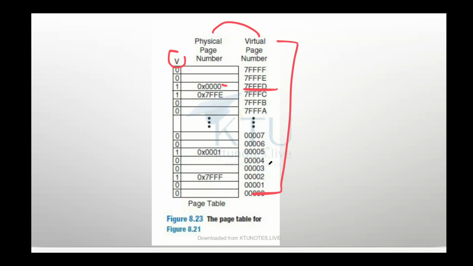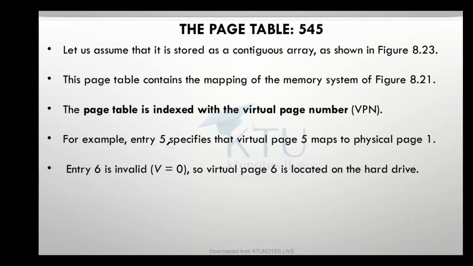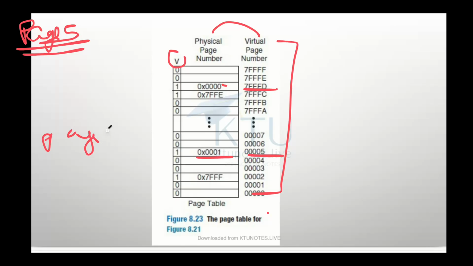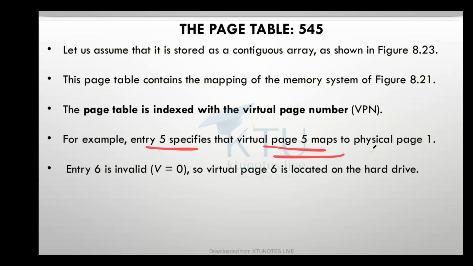Okay, now what is the page table's index? The page table's index is this virtual page number. Entry 5, that is, if we have virtual page 5, that would map us to the physical page. So if we got the virtual page number as 5, we have to find this physical page. Here we will check, okay, where is page 5? Here we will check what its physical page number is. It is page 1, right? So page 1, and valid bit 1 means it is present in our main memory itself.